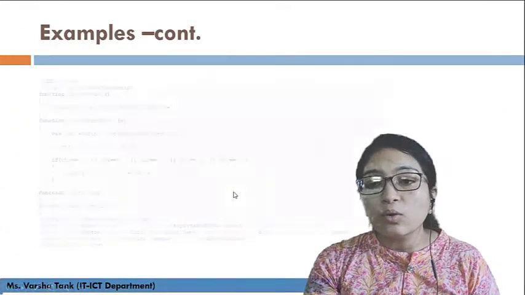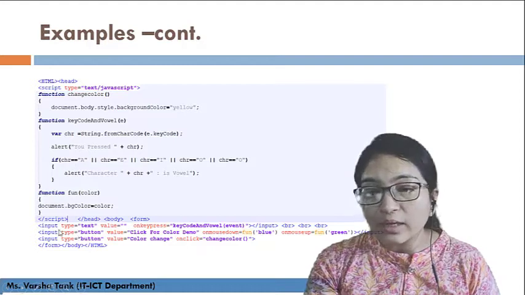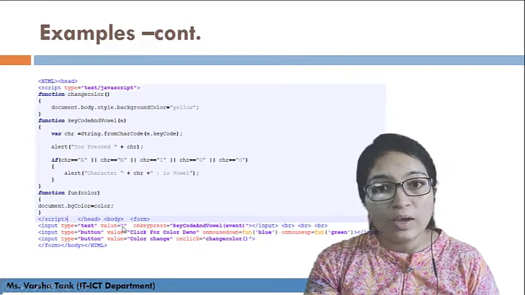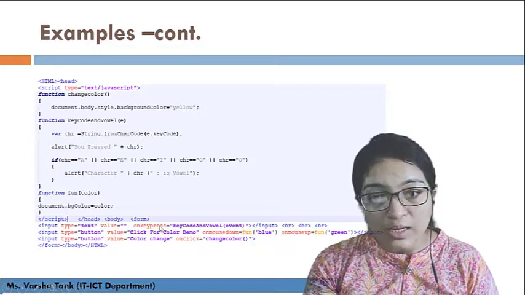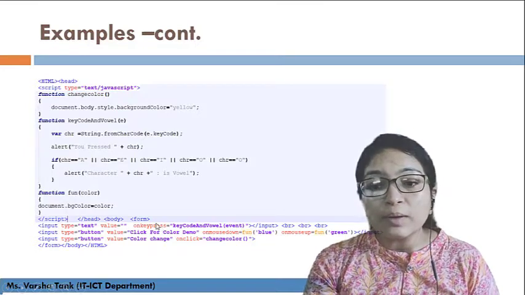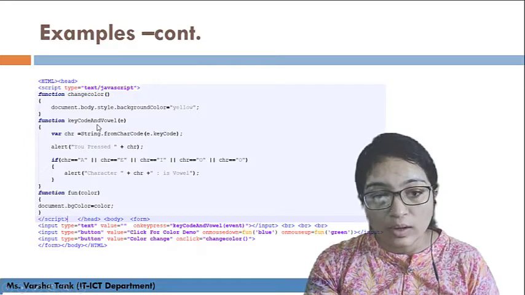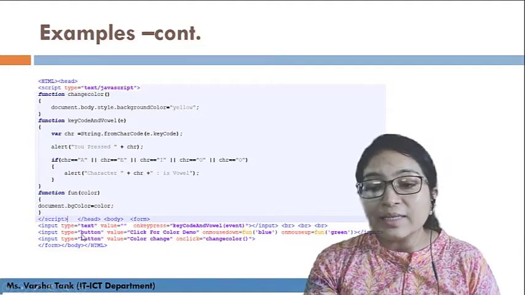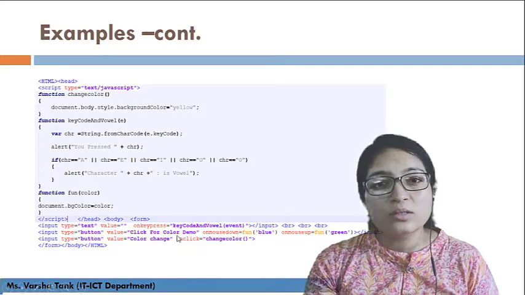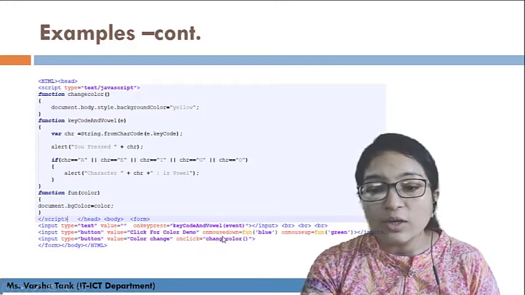So let's see the code for this. So here you can see we have defined the input type text, that is we have defined one text box in which we have called this key press event. On the key press event we are calling the function that is key code and vowel. Okay, so we are calling this function over here. Then next is a button, that is just to change the color of the form. So click for the color demo.